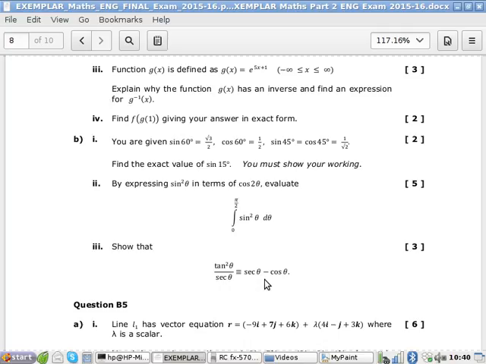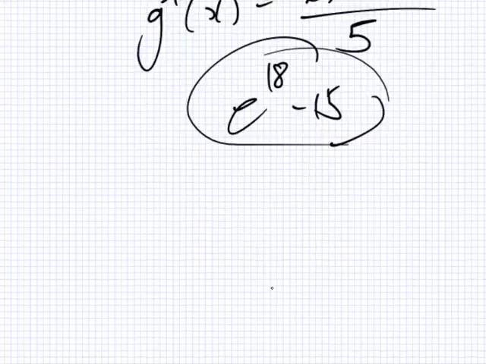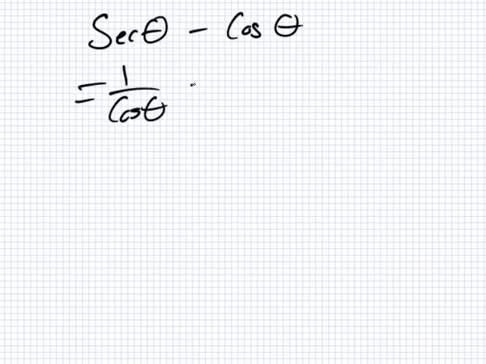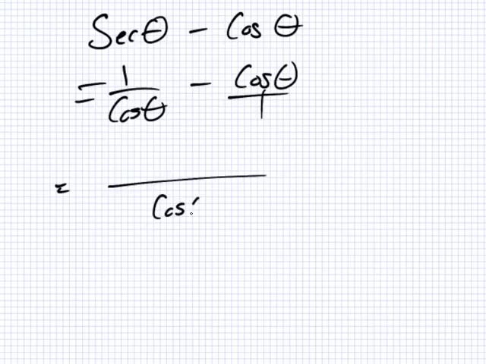Not happening. Shall I do it? Okay. Sec theta minus cos theta. Sec is 1 over cos theta, minus cos theta over 1. Which is (1 minus cos squared theta) over cos theta.